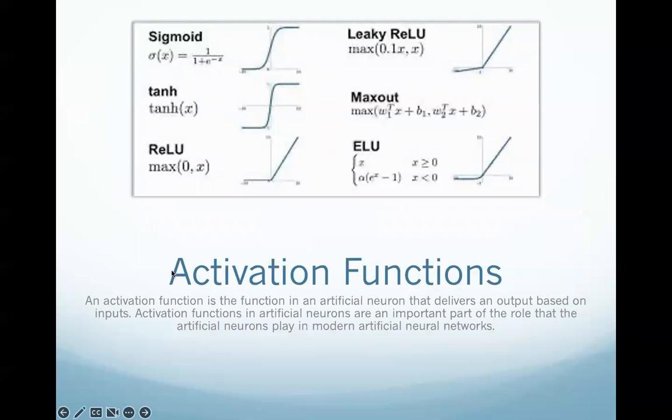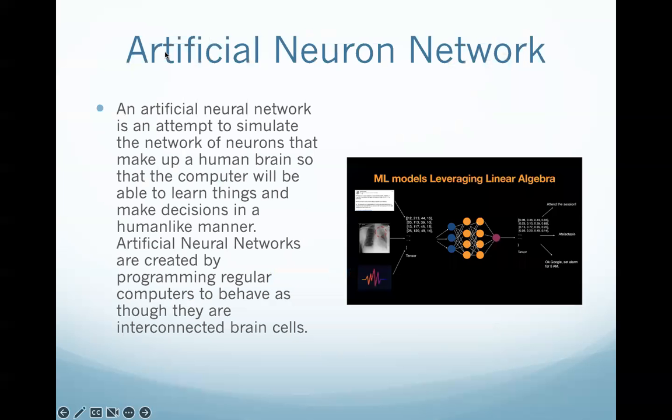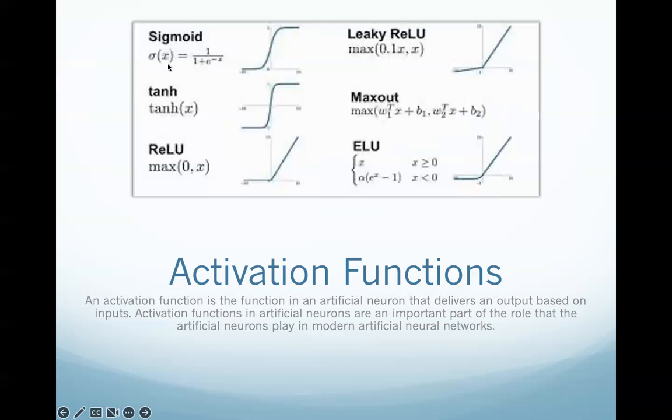Activation functions. An activation function is the function in an artificial neuron that delivers an output based on inputs. Here, there are some examples of it. If you look at the screen, you can see sigmoid, tangent, ReLU, and other ones. We are not going to use these in linear regression because these functions are not linearly increasing or decreasing. They are not linear. I am talking about them because I explained the neural network, so I need to explain the activation functions.